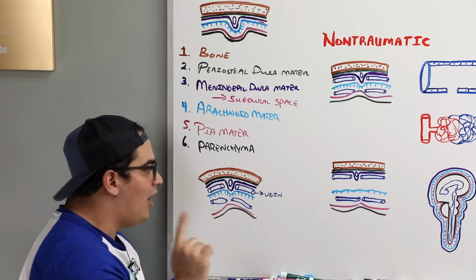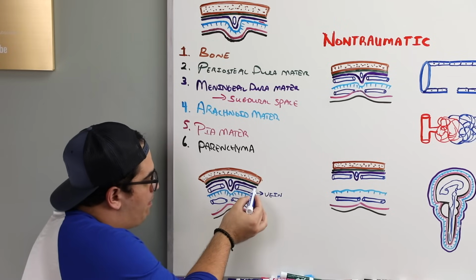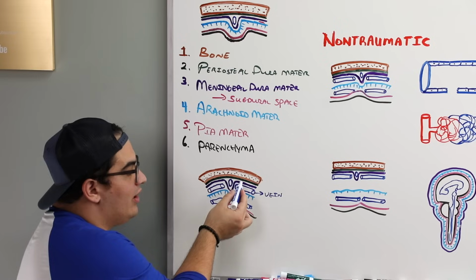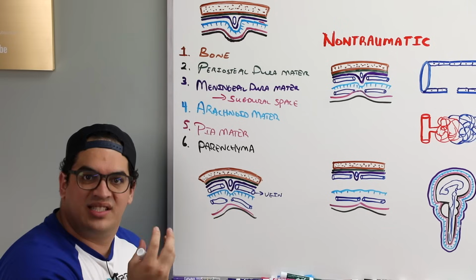There's two other structures I want you to remember. You see this part here where this purple layer breaks away from that green layer? When it breaks away, it forms this little thing called a septa.